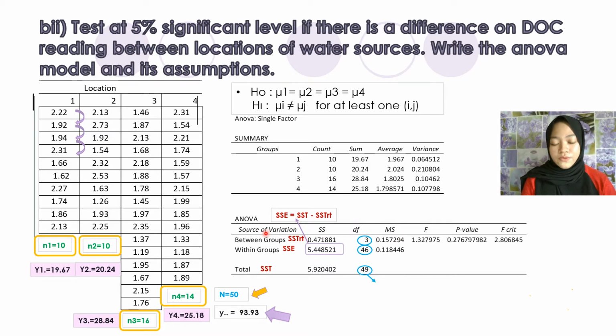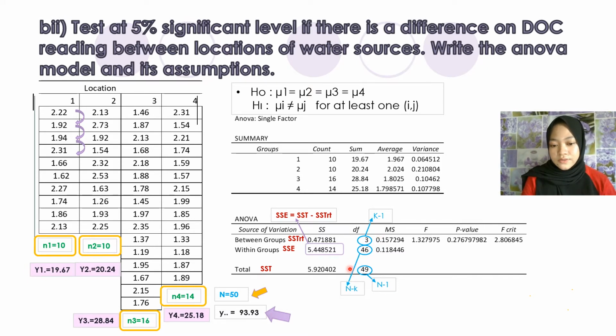Moving on to my ANOVA table, there are the sources of variation: between groups, within groups, and total. Just put your values here for sum of squares. For the degree of freedom for total, which is n minus 1, n is 50, so 50 minus 1 is 49. The degree of freedom for treatment is k minus 1, where k is 4, coming from the 4 locations. So 4 minus 1 is 3.